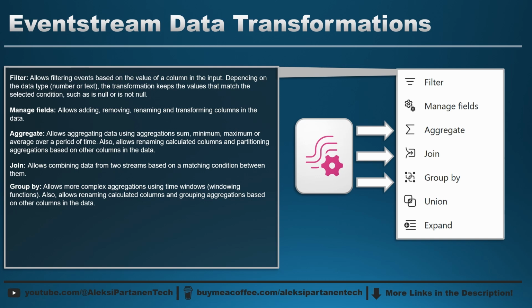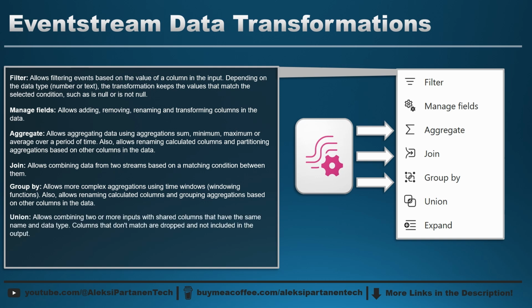Next on our list is union that allows combining two or more inputs with shared columns that have the same name and data type. Also keep in mind that columns that don't match are dropped and not included in the output. And lastly, we have expand function that is very similar to an explode function in Spark, and it allows creating new rows for each value within an array.